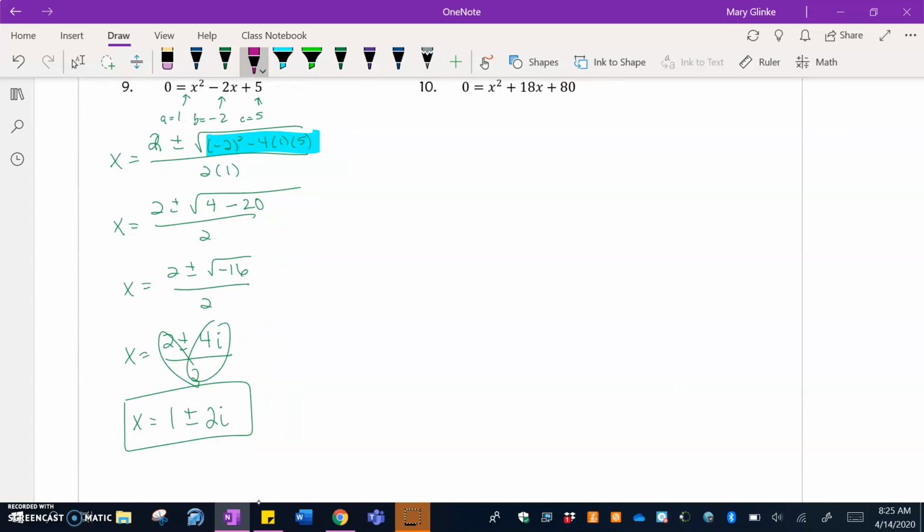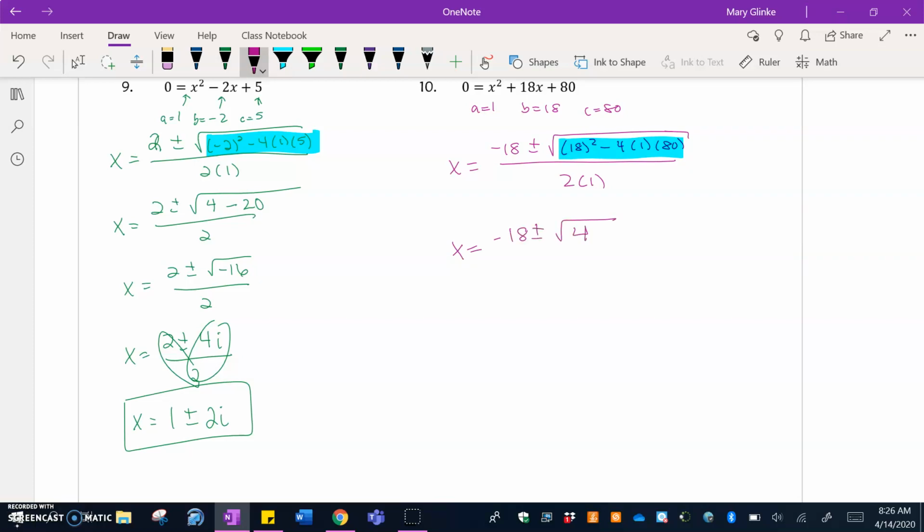Let's go ahead and try the next one. So A is 1, B is 18, C is 80, so we're going to do x equals negative b plus or minus the square root of b squared minus 4ac all over 2a. So then if we do this part, the b squared minus 4ac, we can honestly just type those all in our calculator if we'd like to, and we could get that it all simplifies to just a 4.